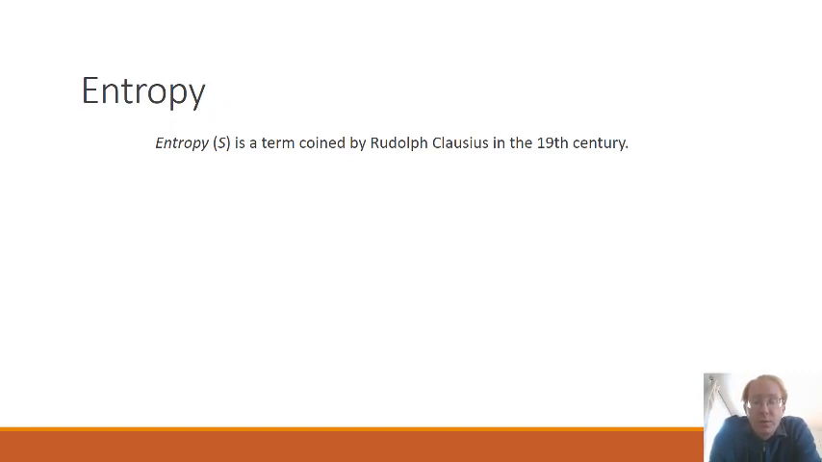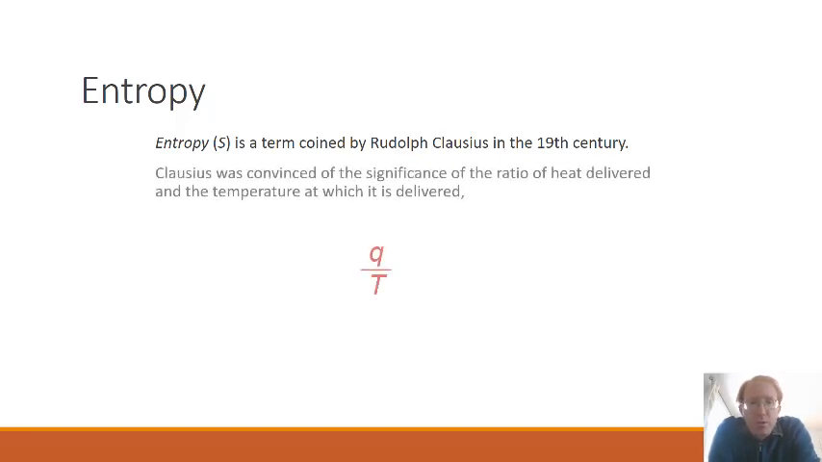The last term that we need to introduce right now is entropy. I talked a little bit about this when we talked about solutions. We're going to get into a lot more detail, and we're going to start applying numbers to entropy. Clausius was convinced that there's a significance in the ratio between heat delivered and temperature. Remember, those are two very different things. Heat delivered is the amount of energy being transferred, the joules, moving from one object to another, whereas temperature is the average kinetic energy of those objects. So he was able to say that the entropy value is equal to this ratio, Q over T.